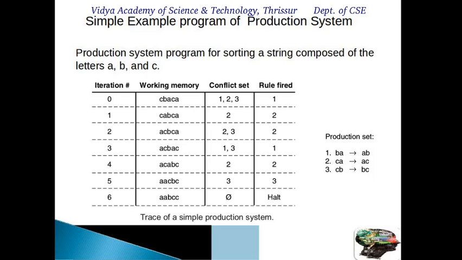So you can see the given word is CBACA. You can see in the working memory this word is kept in the initial stage. This is the word we got. So that is the first iteration. Iteration starts from 0. Now the conditions are checked. Okay, CB is there, so rule 3 is met.